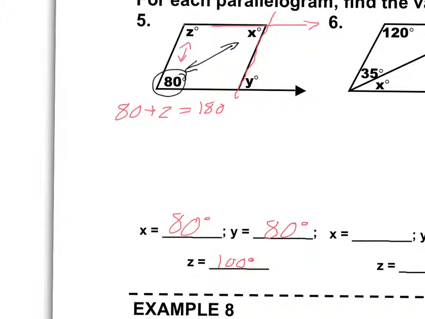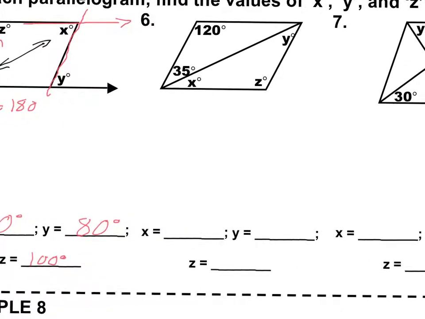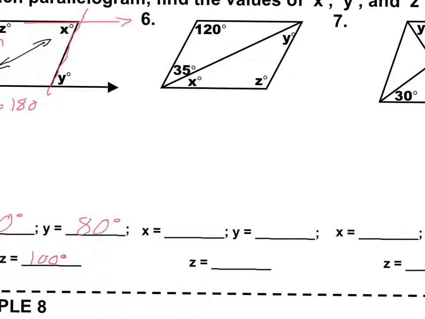See if you can apply these same ideas to number 6 here. Let's try number 6. Think about the information you already know. The whole shape is a parallelogram. And this guy right here, these two are opposite angles. So what does z have to equal right away? 120. Okay.